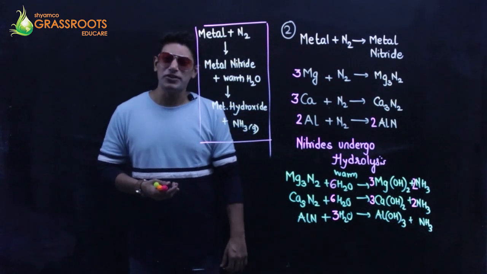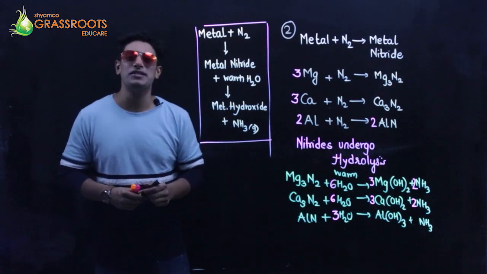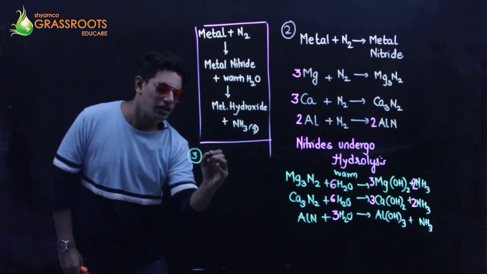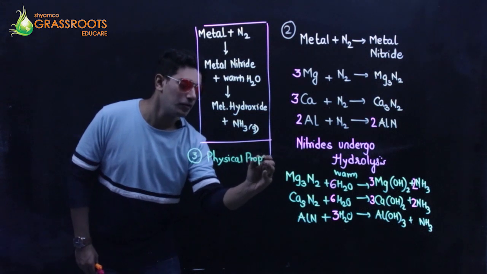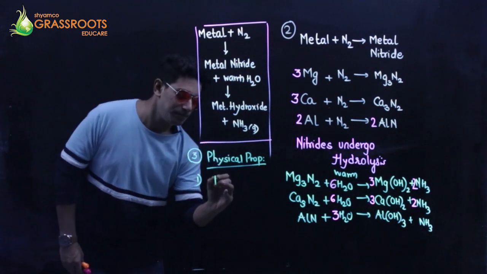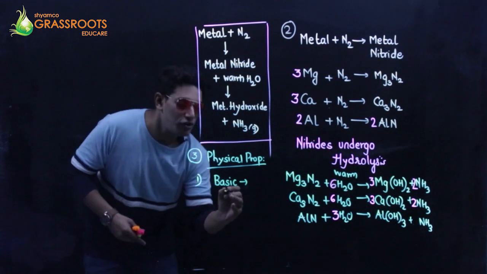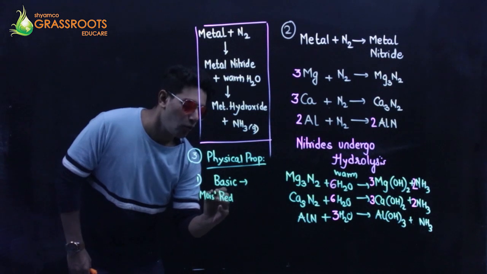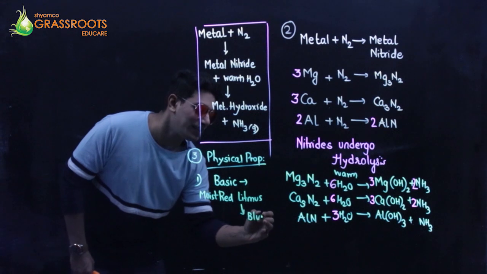If I talk about the physical properties as my third answer, the physical properties of ammonia gas. The first pointer: ammonia gas is basic in nature. So if it is basic in nature, it turns a moist red litmus paper blue in color.